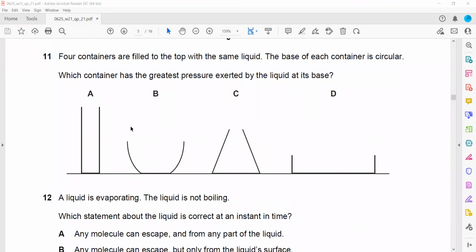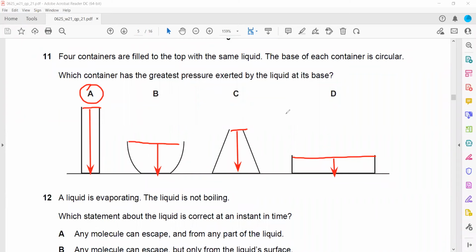Question 11, four containers are filled to the top with the same liquid, not the same amount, the same liquid. Which container has the greatest pressure? The pressure exerted by the liquid depends on density, gravity, and depth. So which one exerts the highest pressure? You just have to check the depth, the one which is deepest will exert the highest pressure. So A will be the right answer.